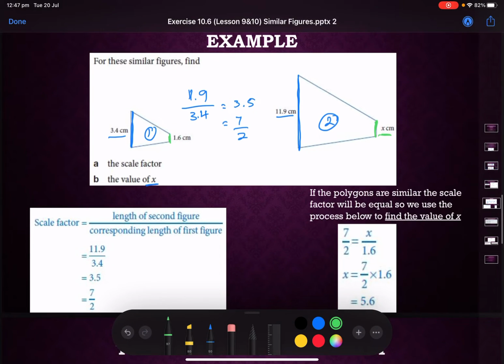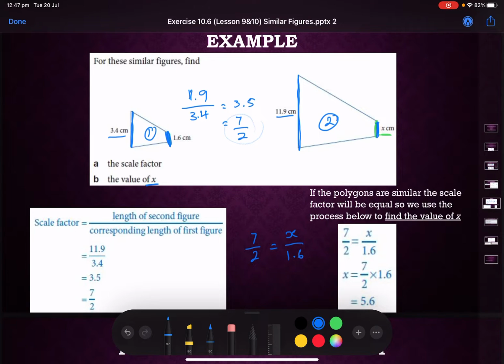So if polygons are similar, basically the scale factors should also line up. So we can use this to find the value of x. What we do is we take our scale factor, which was 7/2, and we say that that's equal to x over 1.6, because that's my scale factor now. We're finding our unknown over its corresponding side.